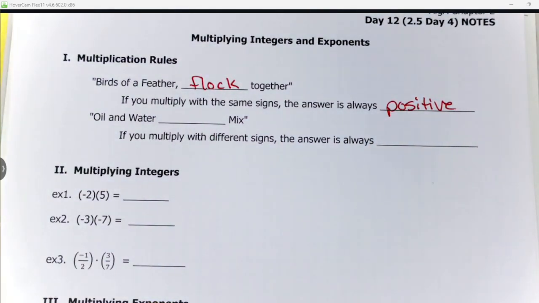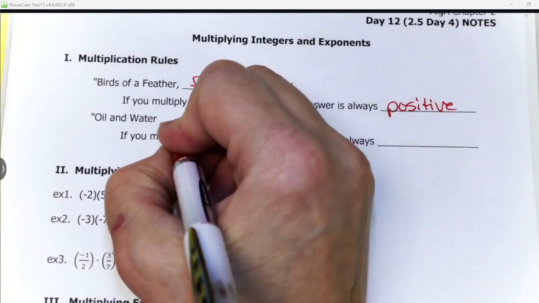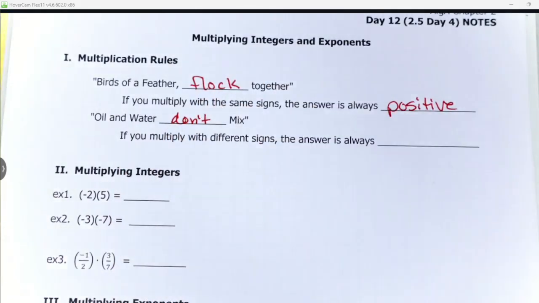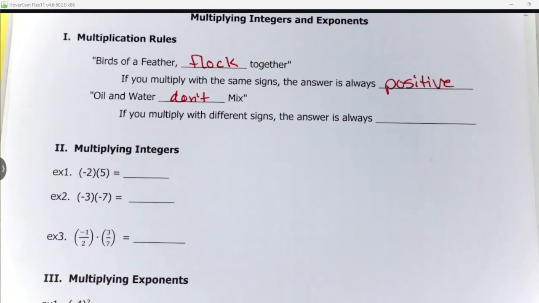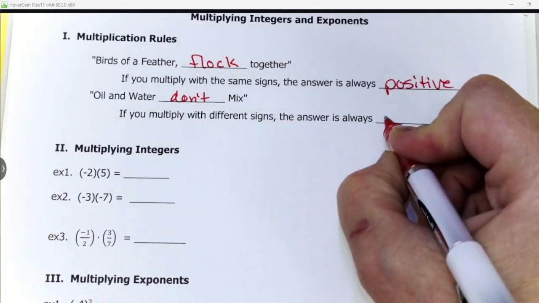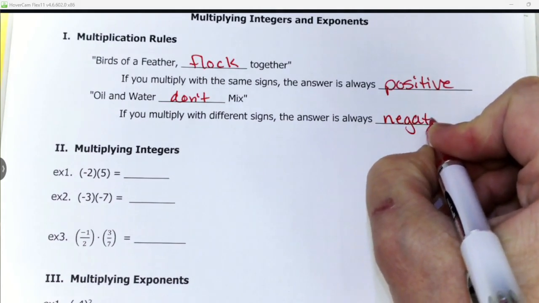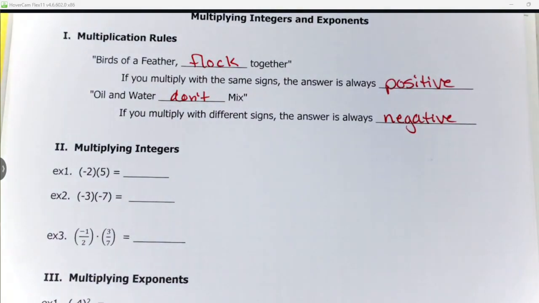All right, second multiplication rule, oil and water don't mix, which means that people that have really, really different personalities tend to grate on each other. They don't get along very well. If you multiply with different signs, the answer is always negative. Oil and water don't mix.